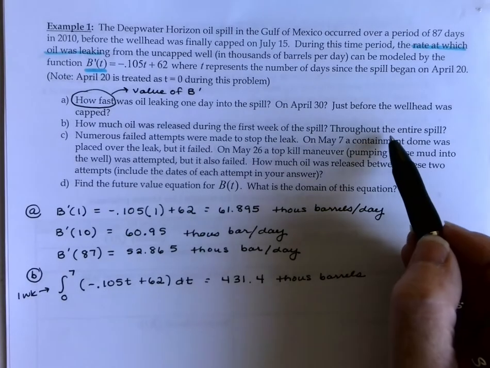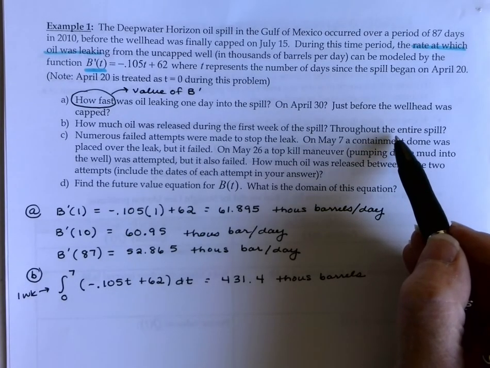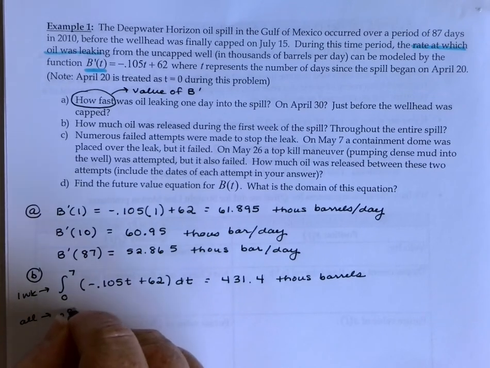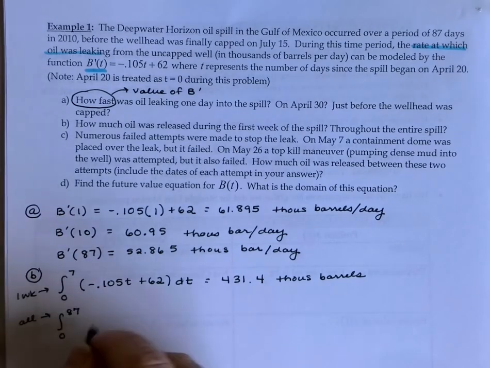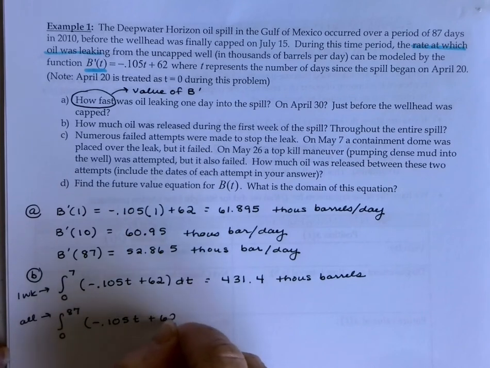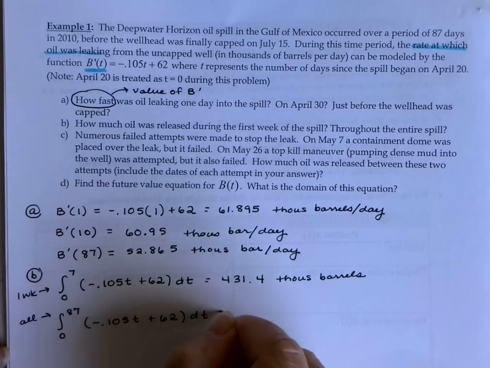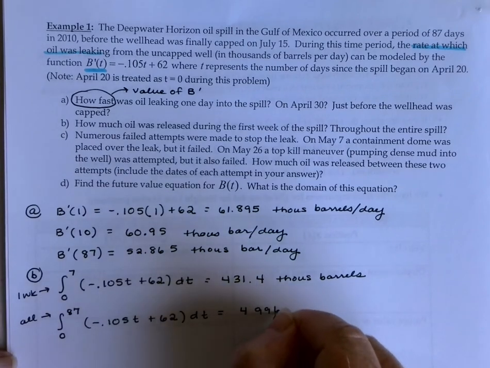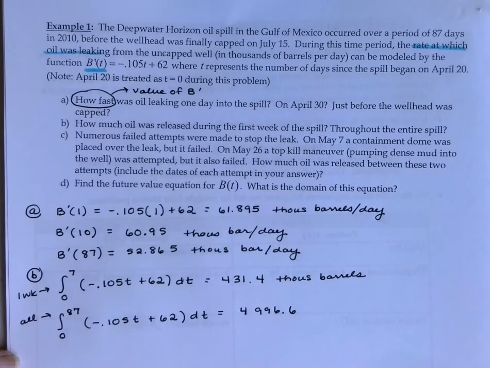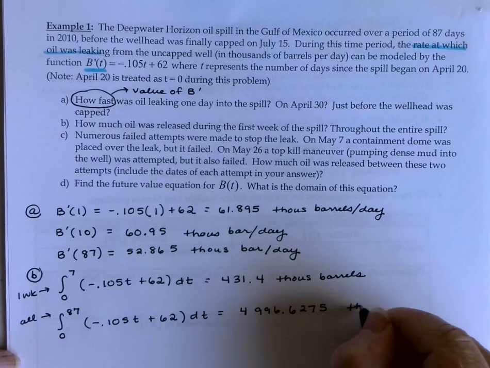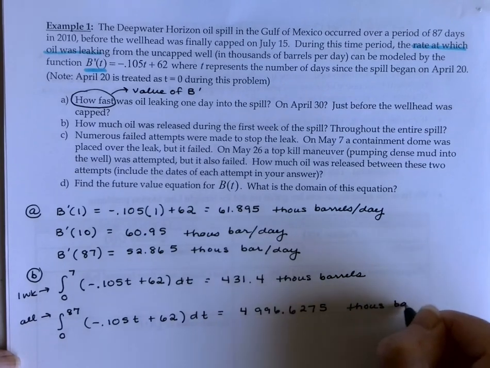Second part of this problem was how much oil leaks throughout the entire 87-day spill. So all the oil that was leaked from day 0 at the start to day 87 at the end. Once again, we integrate B prime. And this time I got 4,996.6, actually 0.6275 if I keep a few more decimal places. That would be in thousands of barrels.